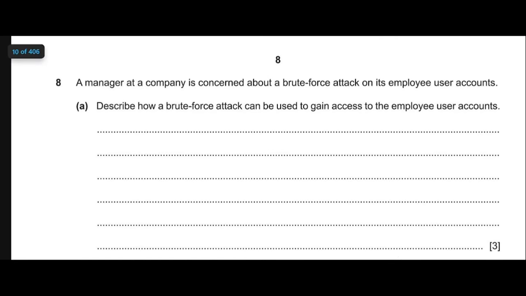A manager at a company is concerned about a brute force attack on employees' user accounts. Describe how a brute force attack can be used to gain access to an employee's user account. So in a brute force attack, a hacker tries all possible combinations to get access to the target account. Okay.